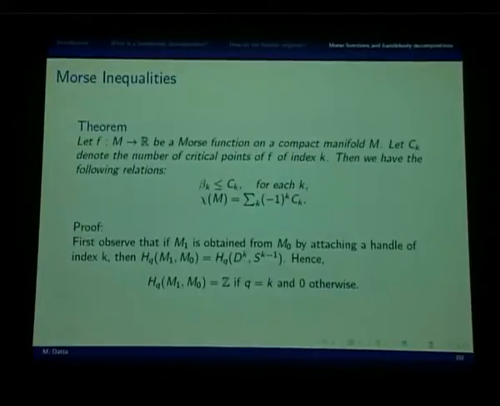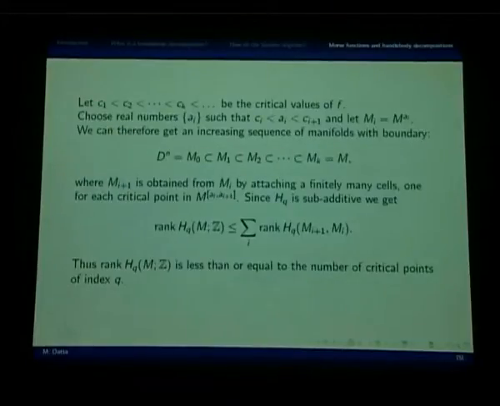If you have attached a handle of index k, then HQ(M1, M0) will be non-zero provided q is equal to k. So only if going to Mi+1 you have come across a critical point of index q, HQ(Mi+1, Mi) will give you something non-zero, otherwise it will give you 0.